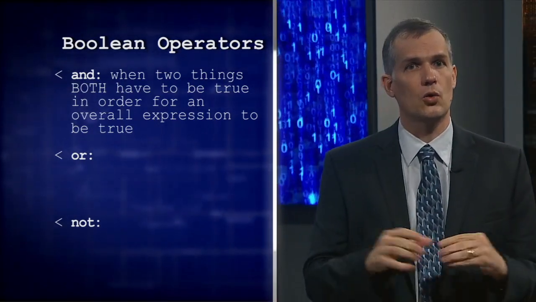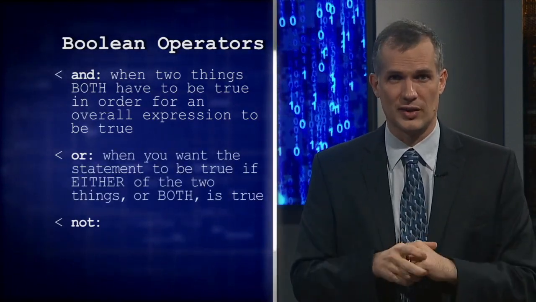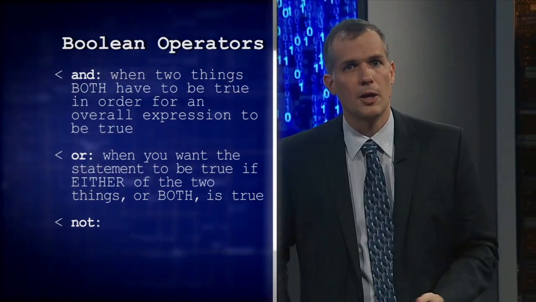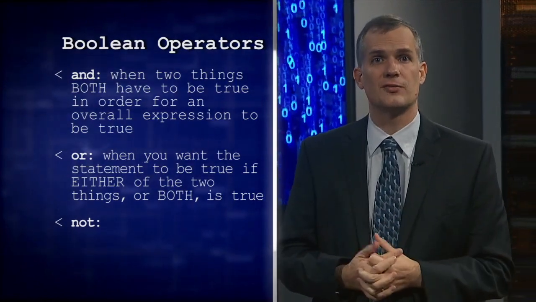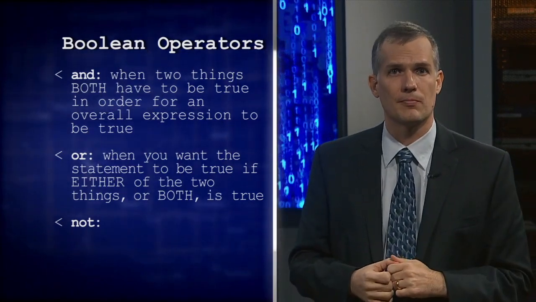On the other hand, the or operator is used when you want the statement to be true if either of the two things, or both, is true. So, if I said, my name is John or the moon is made of green cheese, that's a true statement, since the first part of it was true.